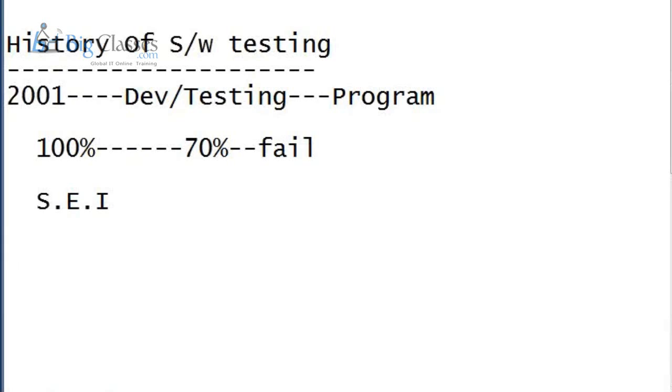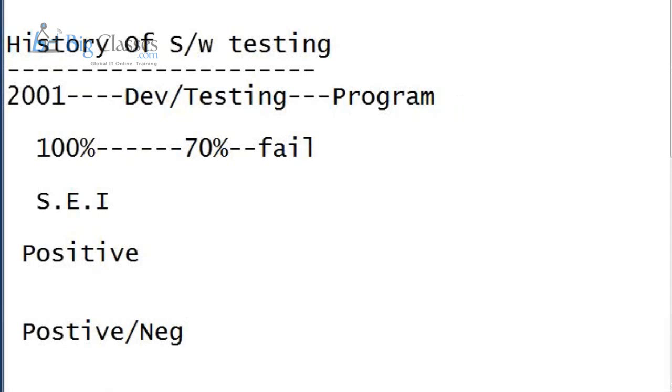Why? Because programmers do conduct testing on the application before giving it to the customer, but they conduct only positive testing. But as a testing engineer, we have to conduct both. What are the both? Positive testing as well as negative testing. What is positive testing? What is negative testing?